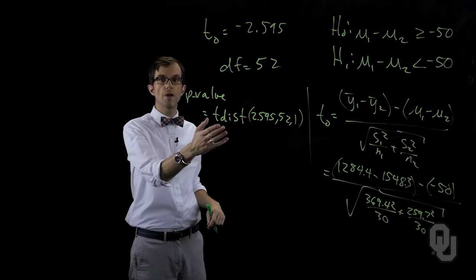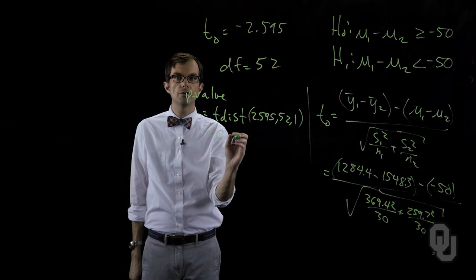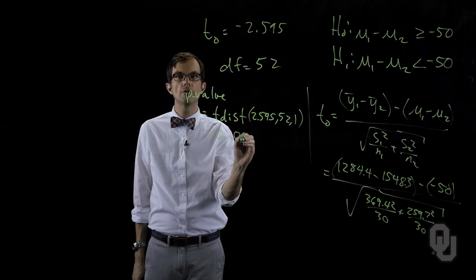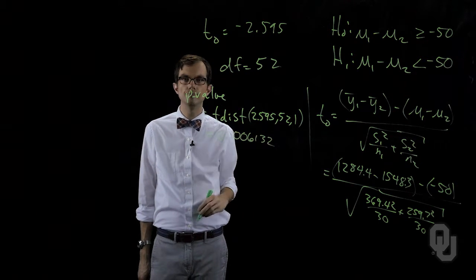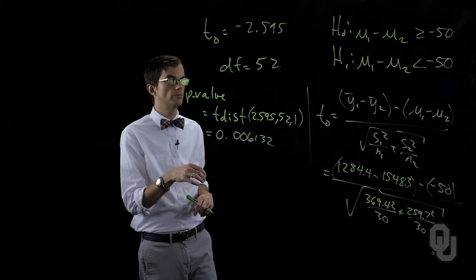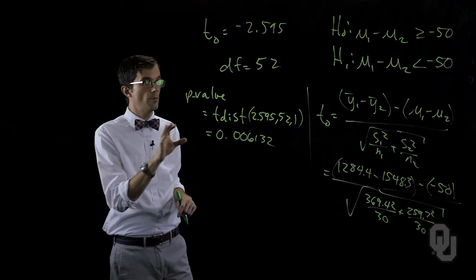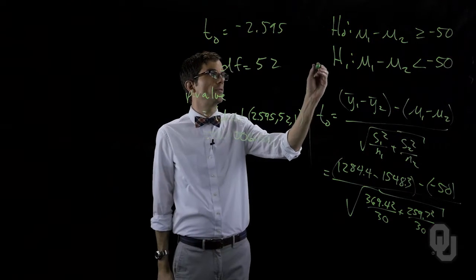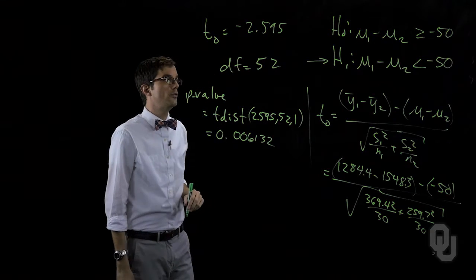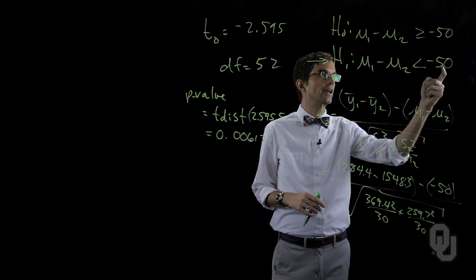So whenever we enter that into Excel, we get the value returned to us as 0.006132. Very small number. Much smaller than any alpha we would ever choose. P-value smaller than alpha. We reject the null and conclude that mu1 minus mu2 is indeed less than negative 50.